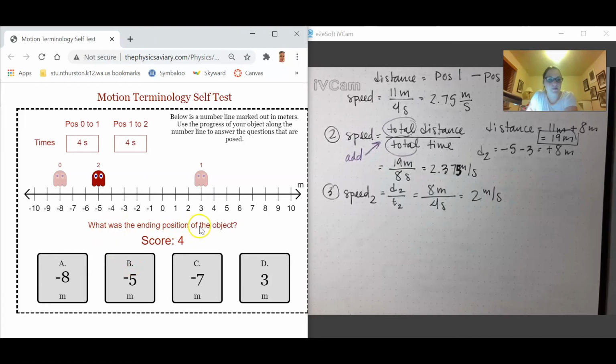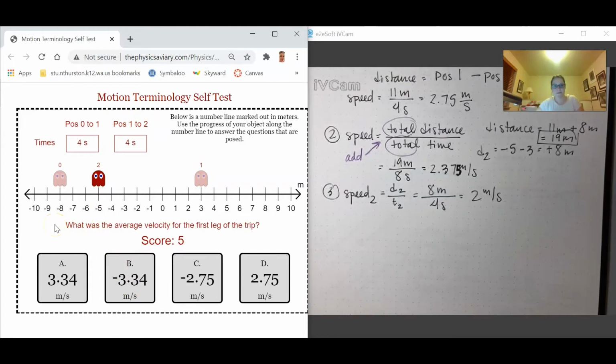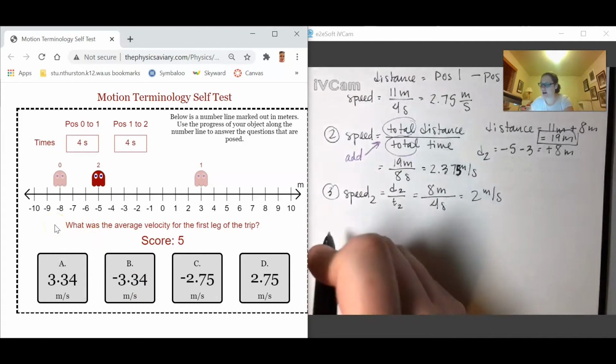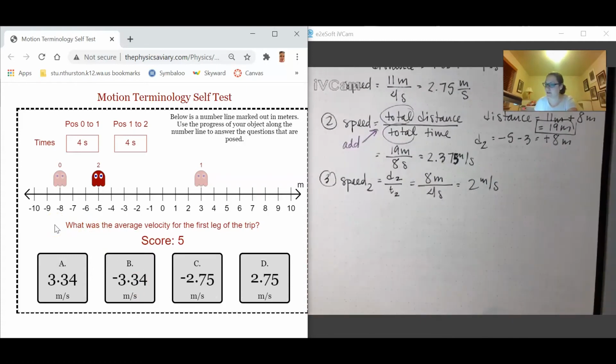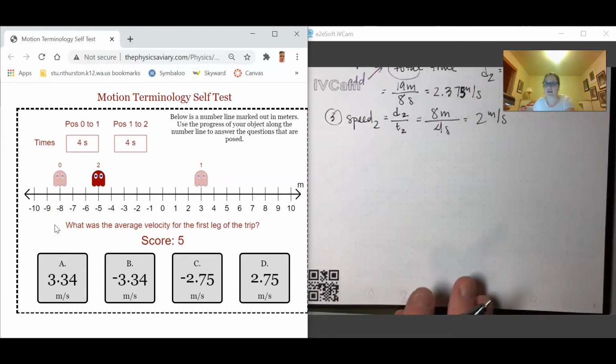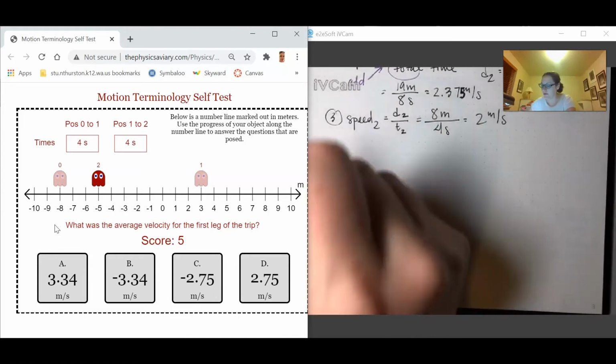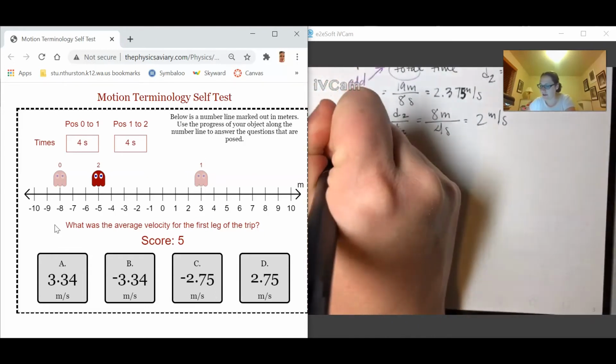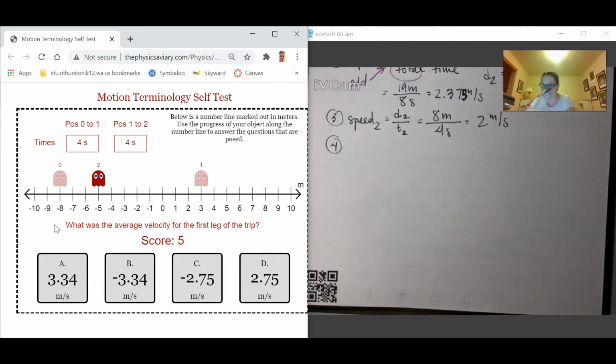What was the ending position of the object? Well, I ended at position 2, which is over here at -5. All right. What was the average velocity? Okay, now we're getting into something where our negative and positive is really going to be important. I realize this is not question 4, but it's my 4th calculation, so I'm just trying to keep track.